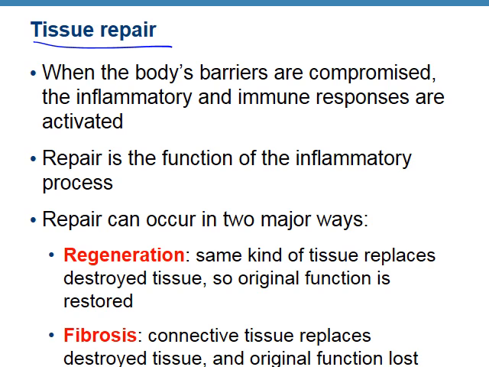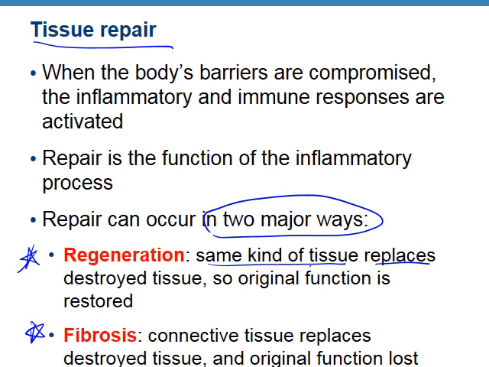Last topic to talk about is tissue repair. We're going to have two major ways in which tissue can be repaired. One is regeneration and the other is fibrosis. Regeneration is when the same kind of tissue replaces the damaged or destroyed tissue so that the original function is restored. Fibrosis is what we would call scar tissue.